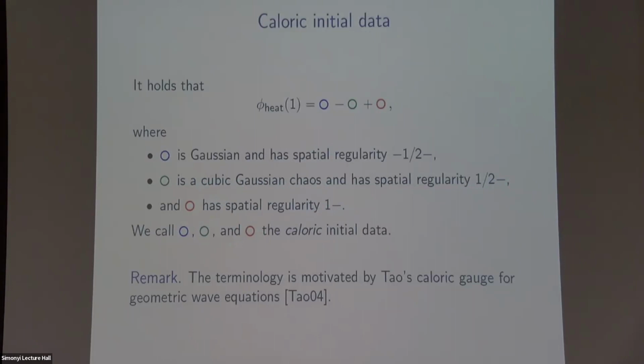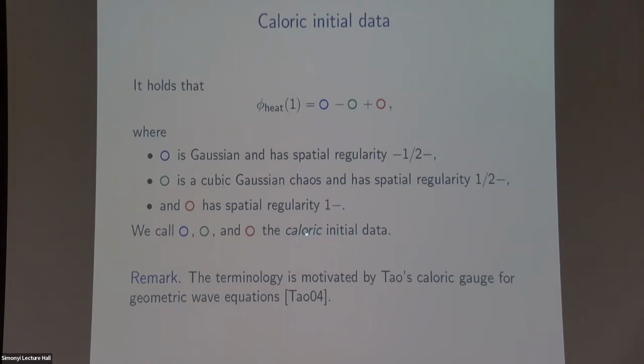Because of the regularities you see here, you think of the blue one as a high frequency function, the green one as a medium frequency function, and the red one as a low frequency function. These colors just correspond to the visible spectrum of light, which is a typical notation you often see in harmonic analysis. Now, in our paper, we call this the caloric initial data.